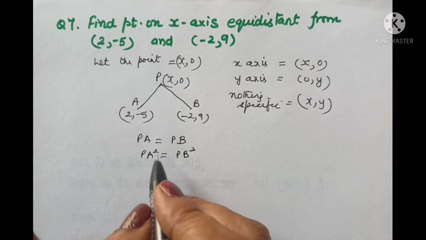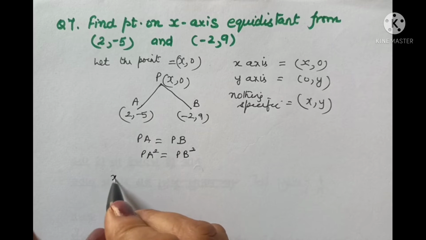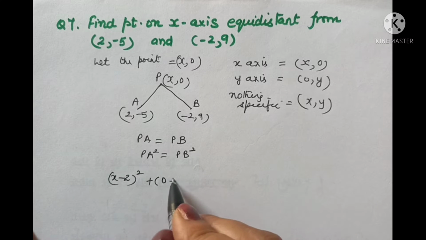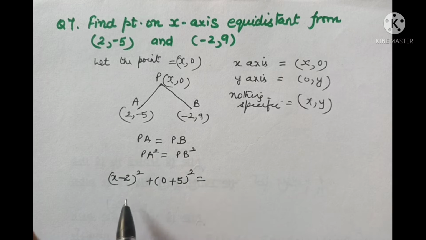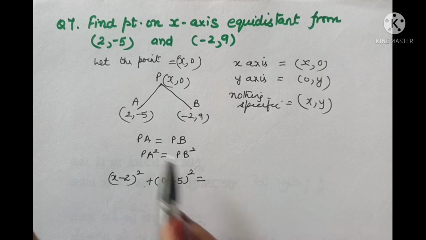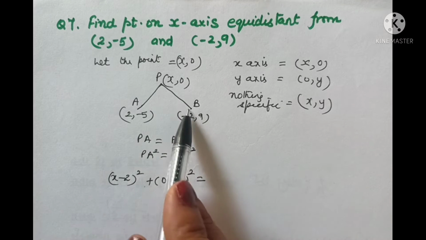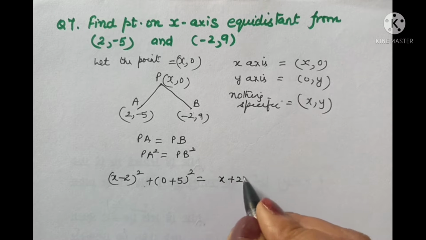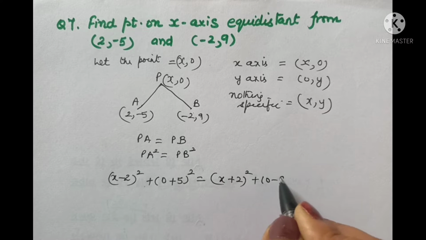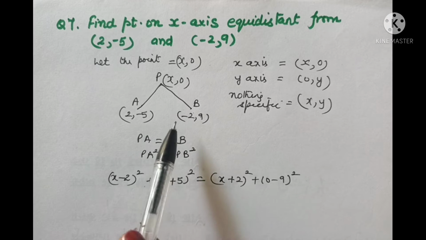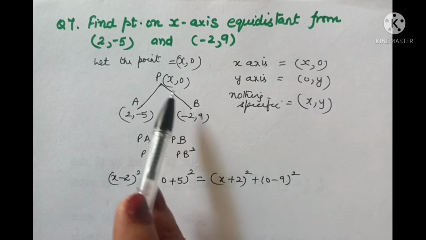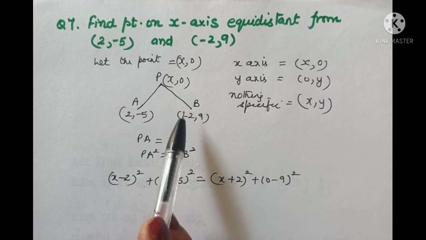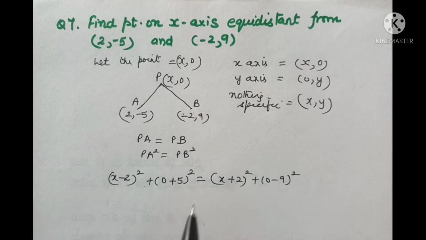Alright. So let us apply the distance formula: (x minus 2) whole square plus (0, sign change, plus 5) whole square. I don't need to use a square root because square root and square will get cancelled. Similarly, let's find out PB, I get (x plus 2) whole square plus (0 minus 9) whole square. I repeat, you may write minus 2 minus x or you may write x plus 2. But whatever way you are taking x coordinates, same way you should take y coordinates.